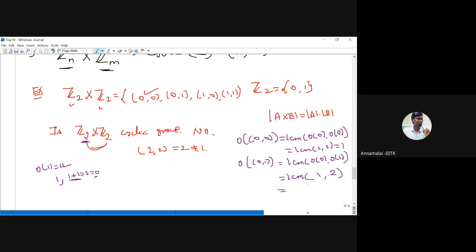Therefore, what is the LCM? GCD is 1, therefore LCM is 2. Therefore, the order of this element is 2. Again, you can easily show that the order of this element is also 2. And the order of this element is 1.